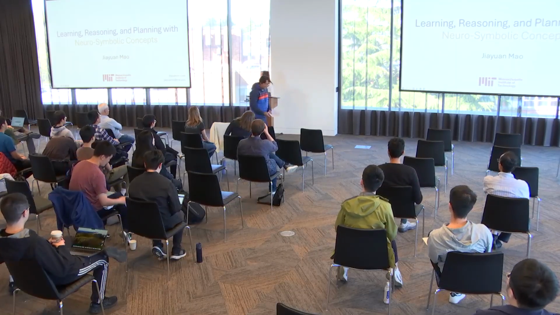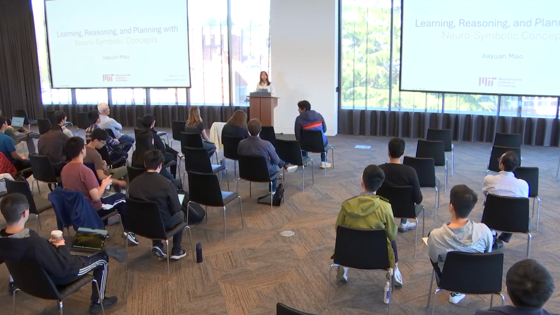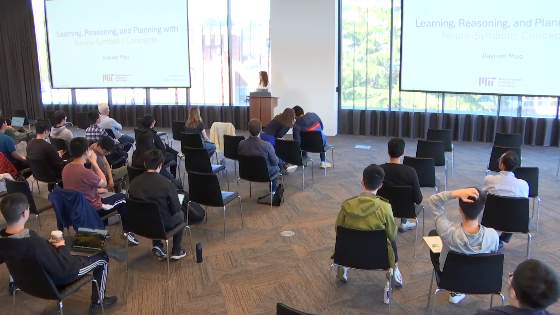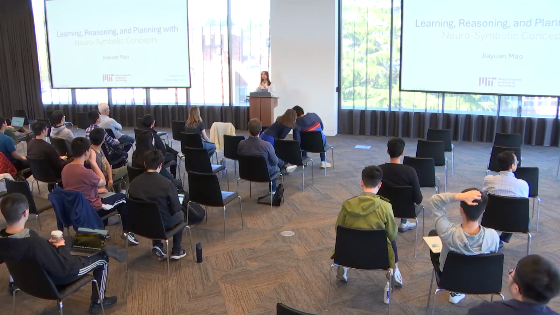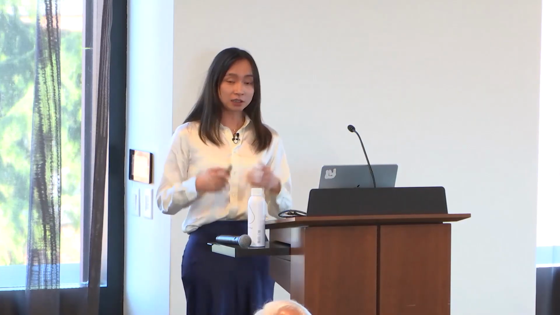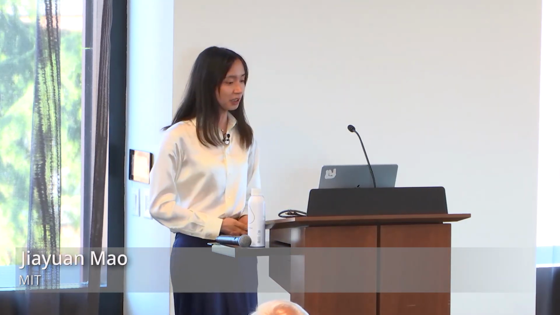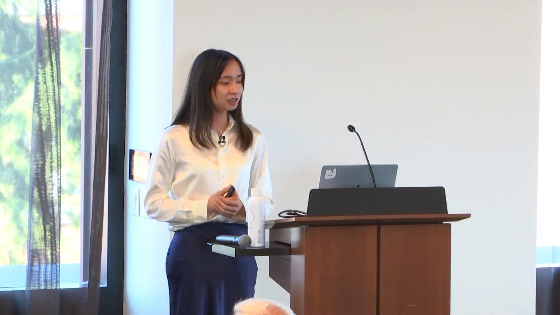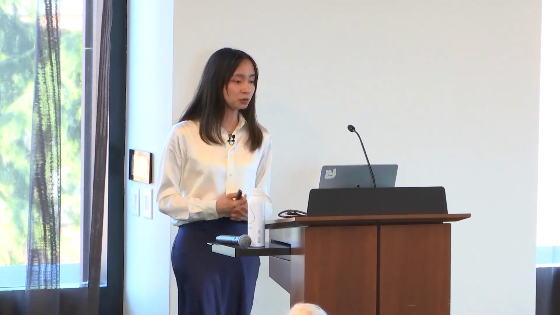My name is Jiayuan Mao. I'm a PhD student at MIT. My research is really about trying to understand the structures of learning, reasoning, and planning problems with the approach of what I call neuro-symbolic concepts. In my research, I use robotics as one of my primary test beds. So I'm going to begin this talk by asking this question: how can we build a general purpose physical intelligence system, some system that can solve physical decision-making problems?